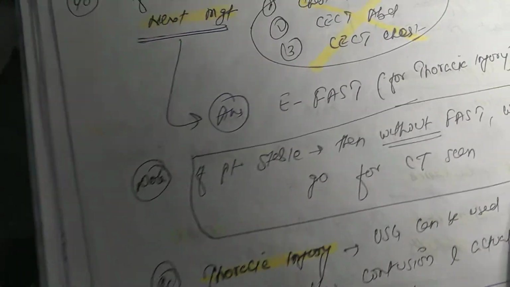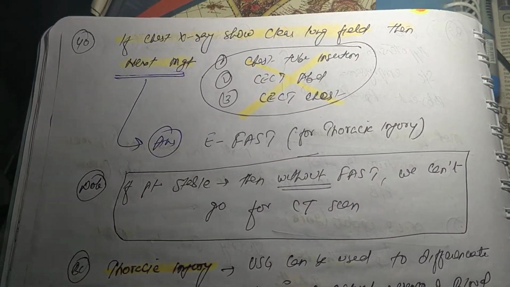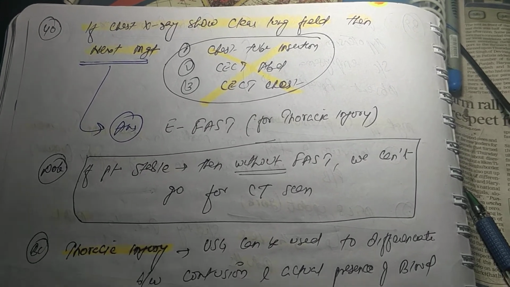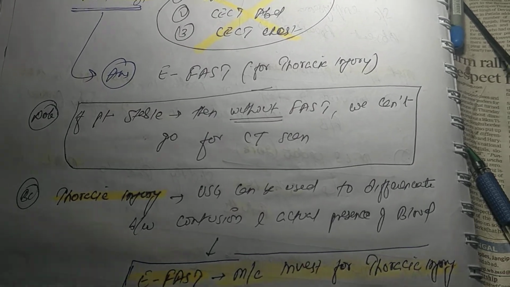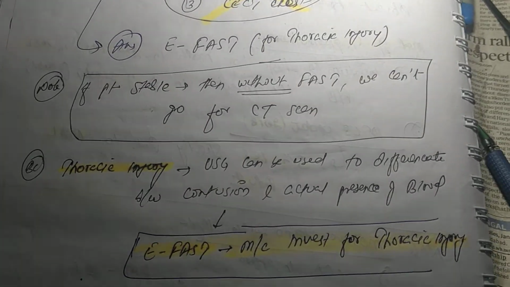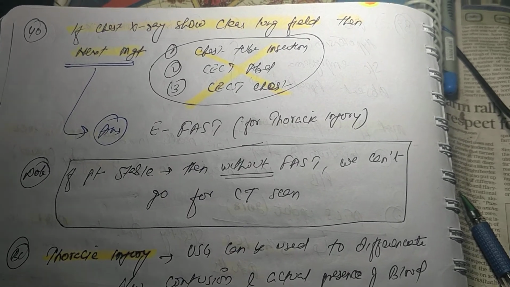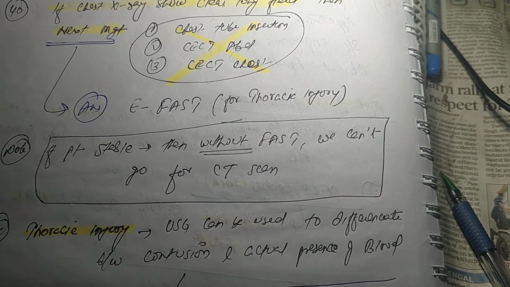The second question which was asked in the INICET part 2, 2020. Okay, the question was like this: if the chest X-ray shows clear lung fields, what will be the next management? Will you do chest tube insertion? Will you do CECT abdomen? Will you do CECT chest? No, you are not going to do anything.